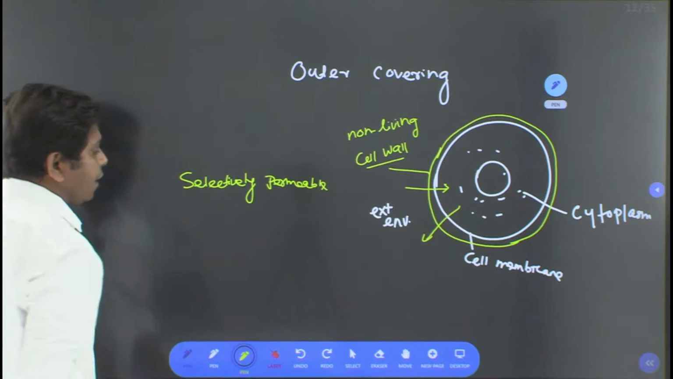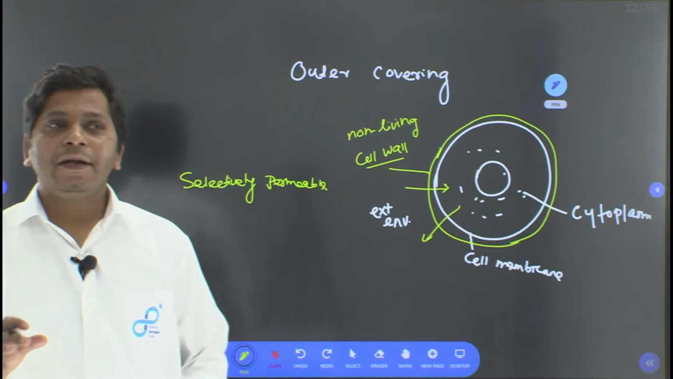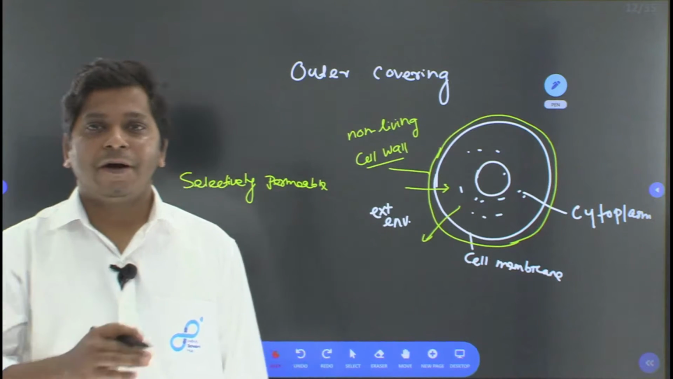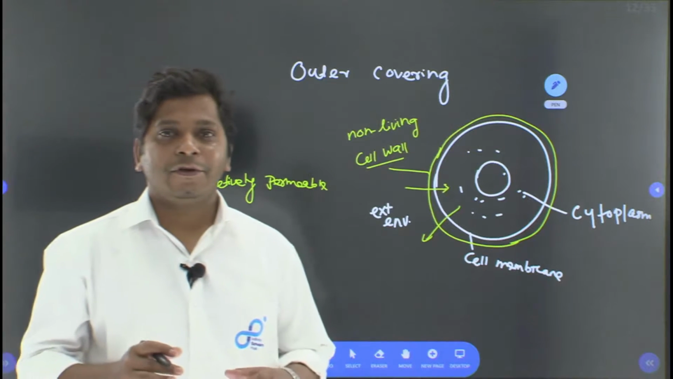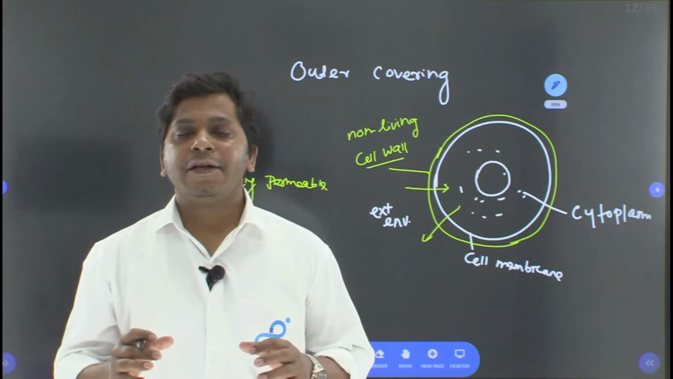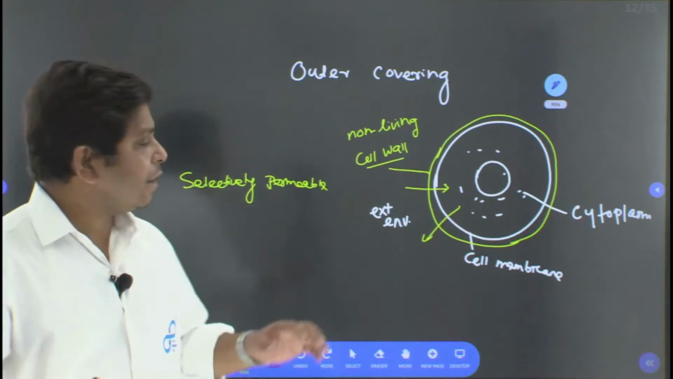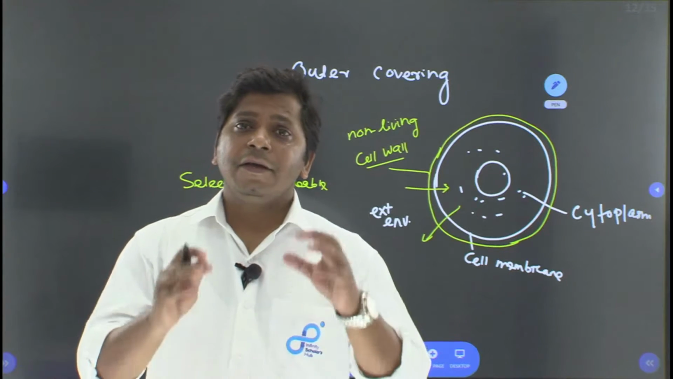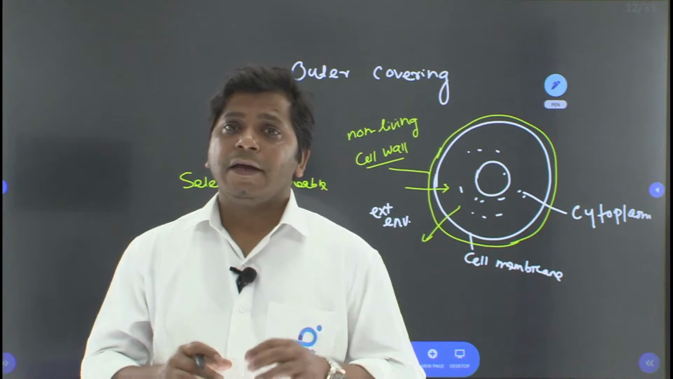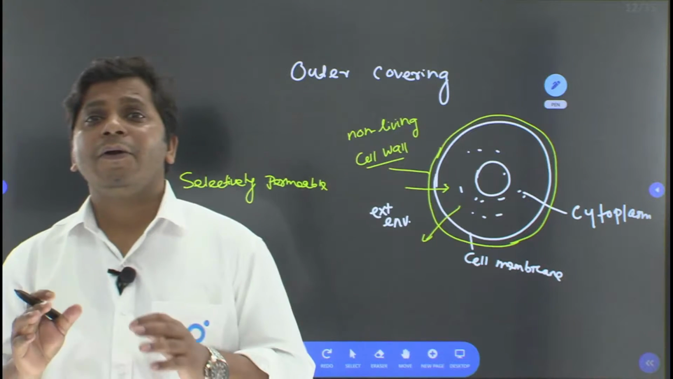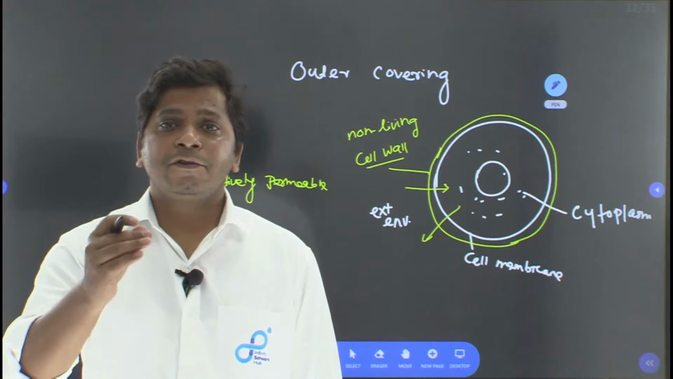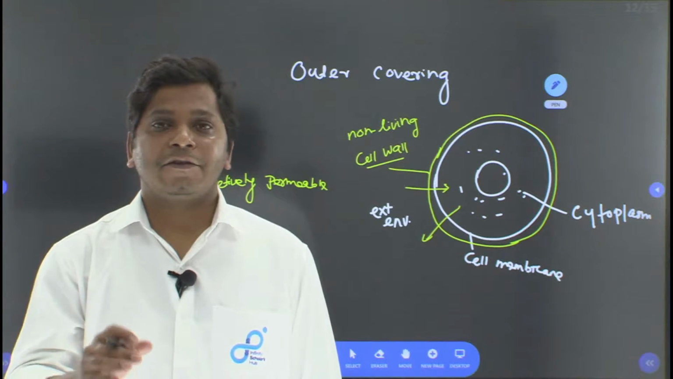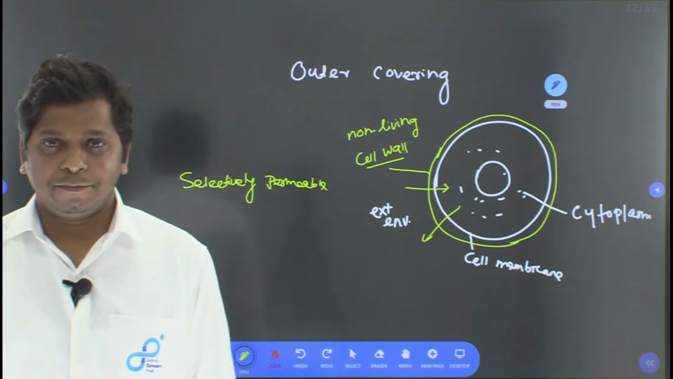When I say selectively permeable, it only allows certain selected molecules to go inside the cell and to come out of the cell. That helps to optimize the functionality of a given cell, and that is the major function of the cell membrane. What are the functions of the cell membrane? It provides shape to the cell, it helps to protect the cell, and it also allows selected molecules to go in and out of the cell. These are the fundamental functionalities of the cell membrane.